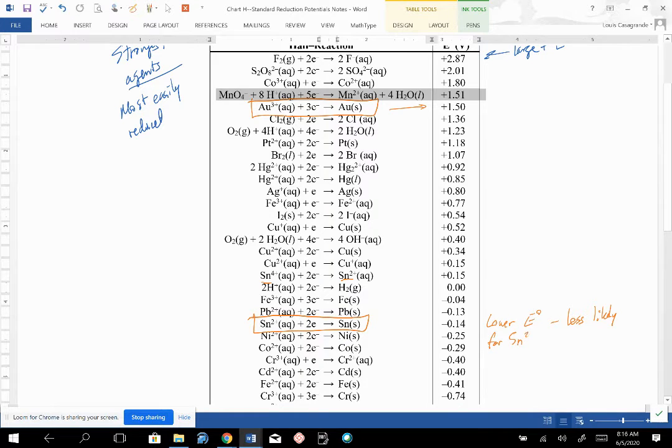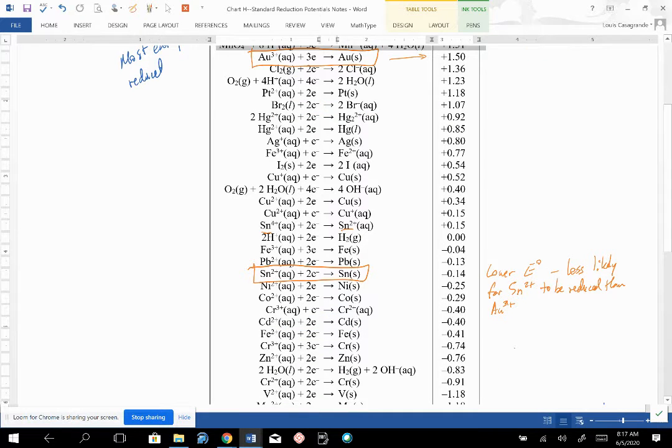for tin 2 plus to be reduced than the gold 3 plus. The other way of looking at it is easier or more likely to oxidize tin than gold. So this is the oxidation reaction.